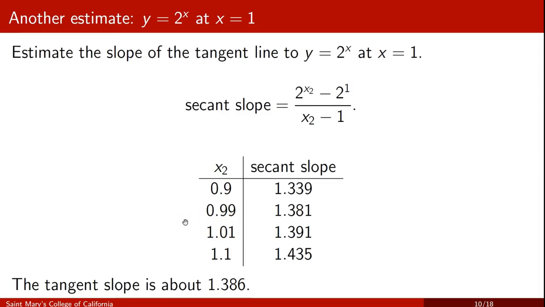So we have to look at what these values seem to be heading towards. Well, it's certainly going to be 1.3-something. I don't know, maybe halfway between these two is about 1.386. Okay, and again, it's just an estimate, but it's not a bad estimate for what we think the slope will be for the function 2 to the x at the point x equals 1.